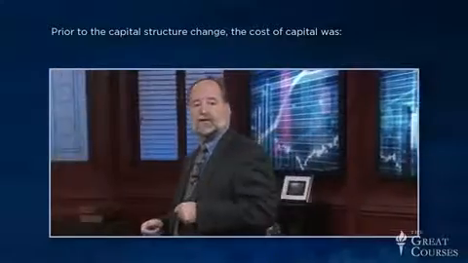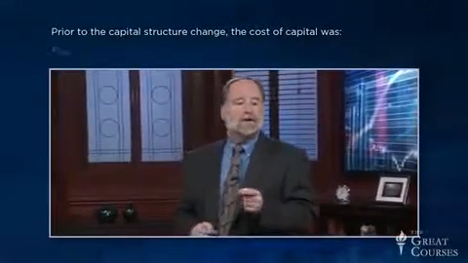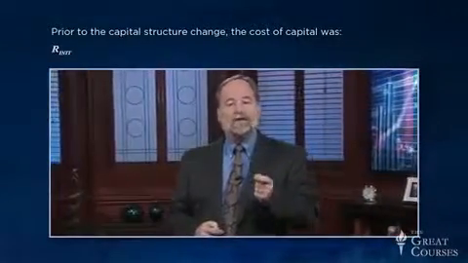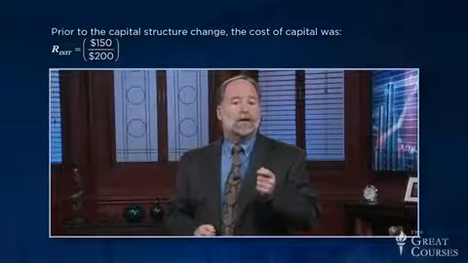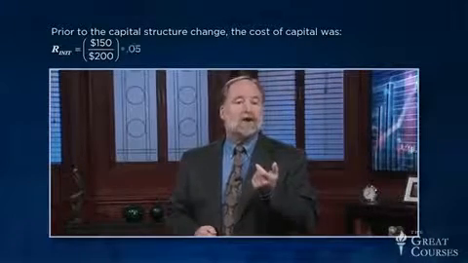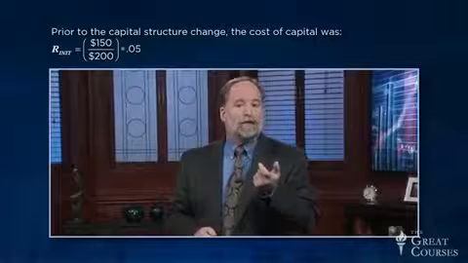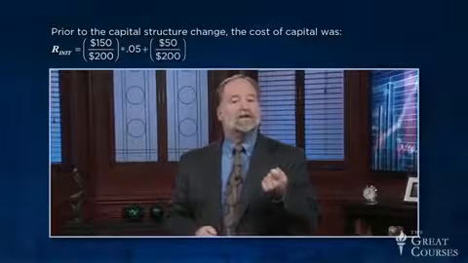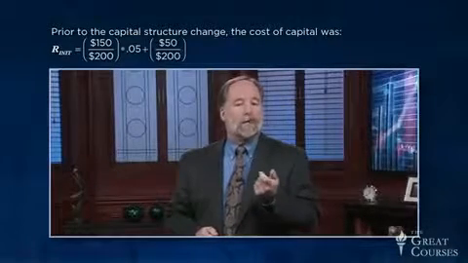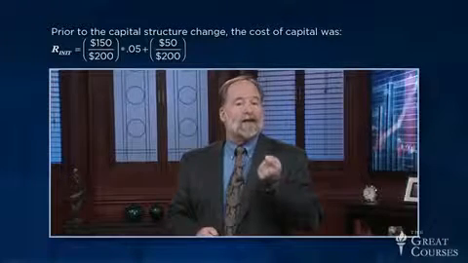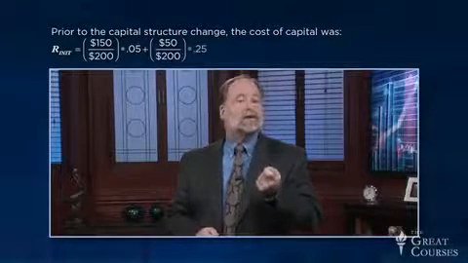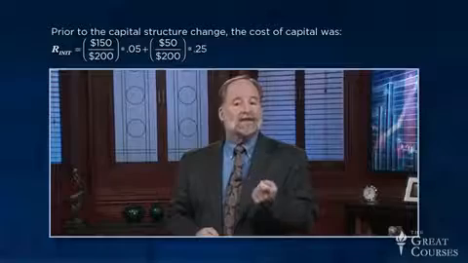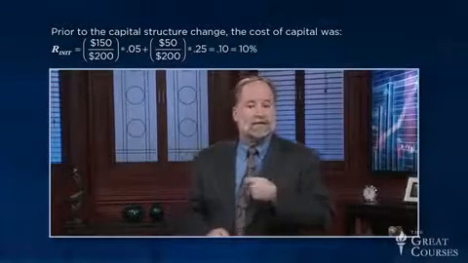Prior to the capital structure change, the cost of capital, let's call it R init, is equal to 150 divided by 200, all multiplied by the cost of the debt, 0.05 for 5%, plus 50 divided by 200, all of that multiplied by the required rate of return on the equity. The initial amount was 25%. You take the weighted average of that, and that's 10%.